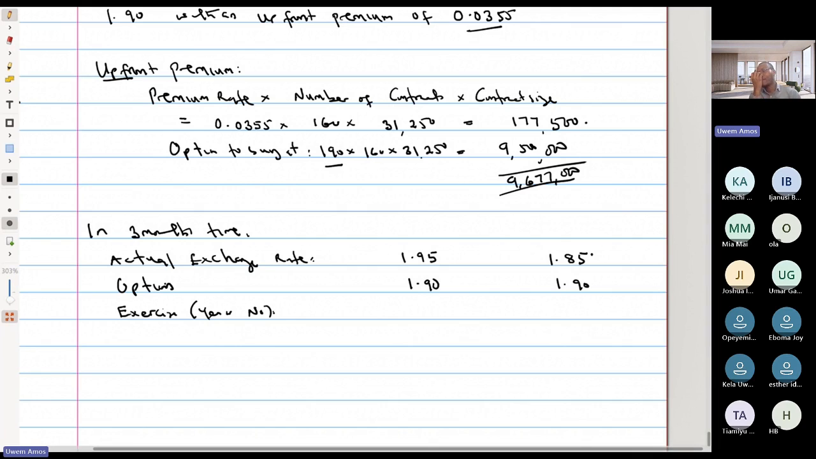Okay, so let's look at the first one. You have an option to buy at 1.90. In the market out there in 3 months' time, the exchange rate is 1.95. Would you exercise the option and take the 1.90, or you will let the option go, because you have the right to take it or not take it, and go to the market and buy at 1.95? What will you do?